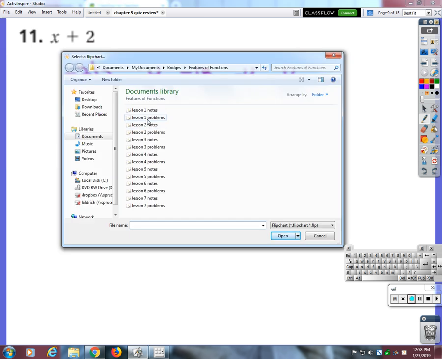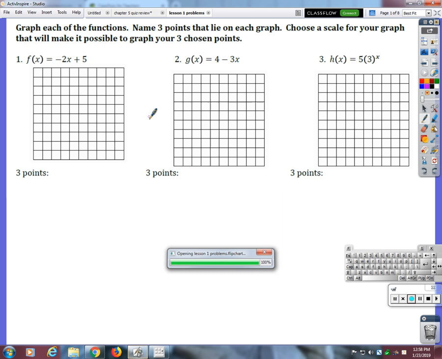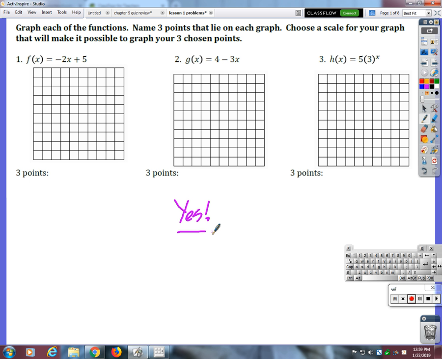All right. Let's take a look. You guys have the problems too, right? Let's take a look at these. So then we did some problems. Graph each of the functions, name 3 points that lie on each graph. This is from the homework from lesson 1. So you should be able to do that.